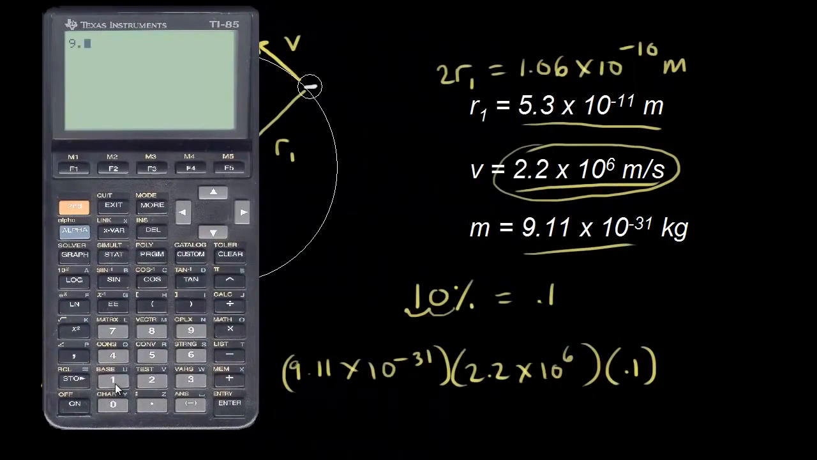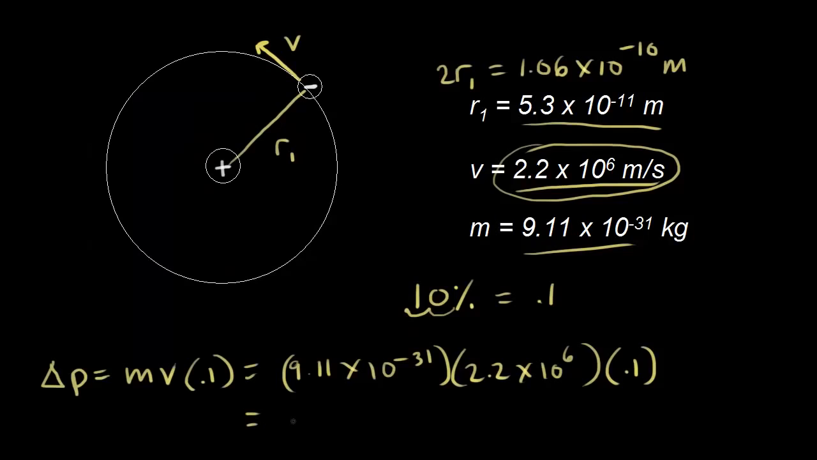So we take the mass of an electron, 9.11 times 10 to the negative 31st, and we multiply that by the velocity, 2.2 times 10 to the 6th, and we know there's a 10% uncertainty associated with the velocity. So we get an uncertainty in the momentum of 2.0 times 10 to the negative 25. And the units would be, this was the mass in kilograms, and the velocity was in meters per second. So kilograms times meters per second. All right, so this is the uncertainty associated with the momentum of our electron.